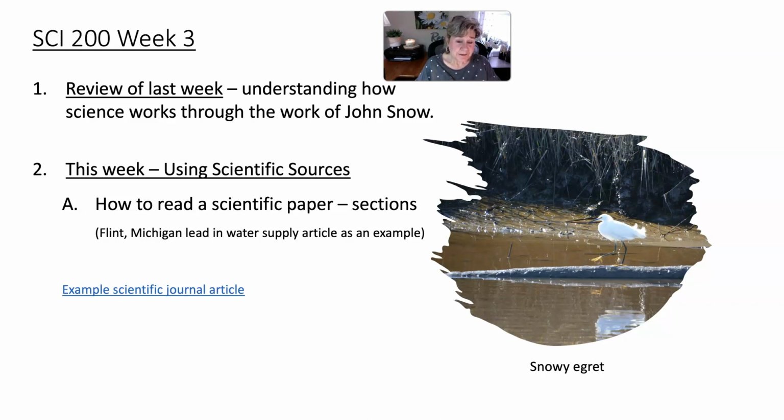The Flint, Michigan water supply issue with all the lead in the water is the example that you're going to read about this week. It was a horrendous example of what goes wrong when people don't pay attention to what they're doing and try to cut corners, and it really has destroyed the lives of so many people. Flint, Michigan still has a problem with their water supply. So anyway, read all about that this week.